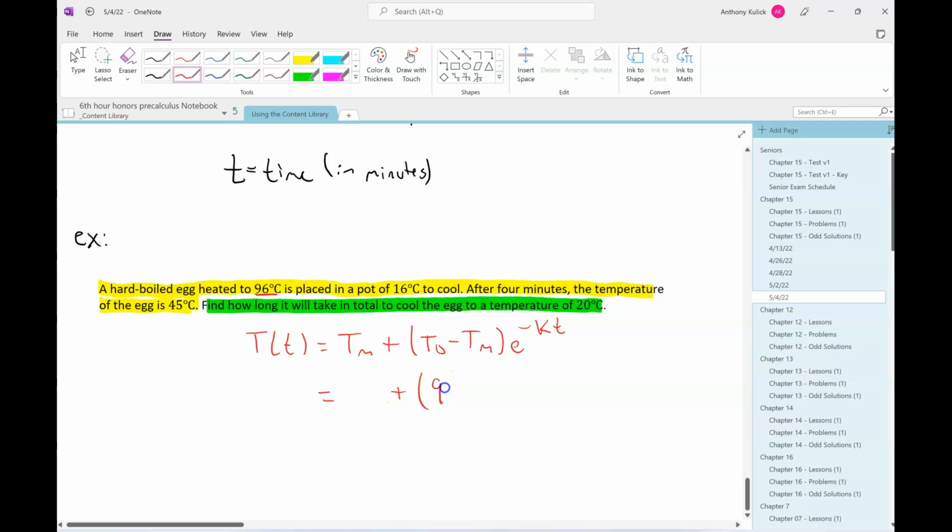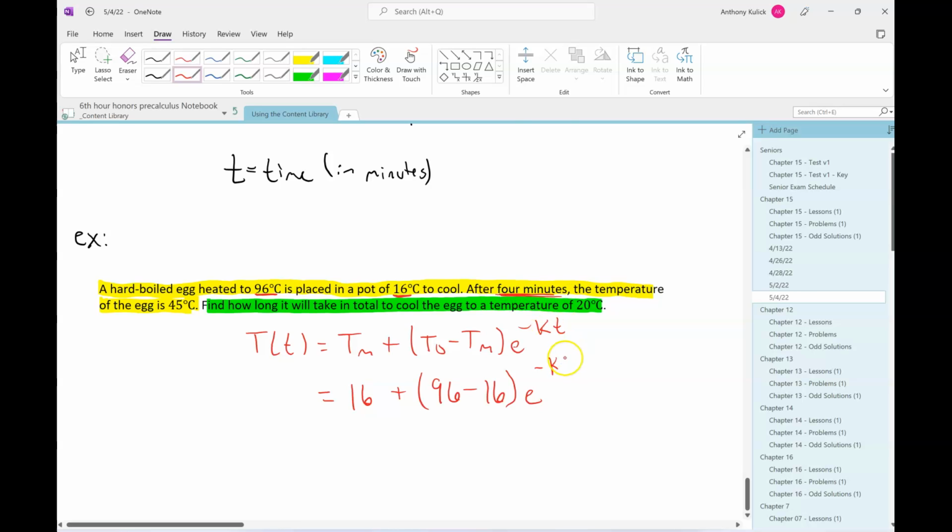That is the T naught. That's the temperature of the substance upon removal from heat. Good. What is the 16? So we took the hot egg out and we dumped it into 16-degree water. That's the TM. Okay.